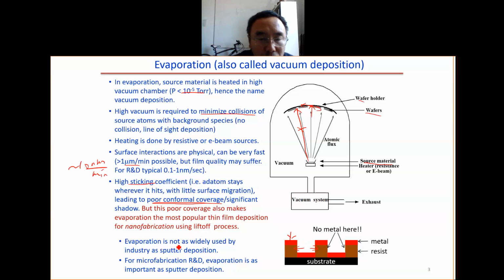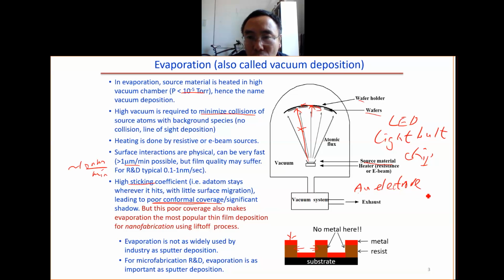Evaporation is not as widely used by industry as sputtering deposition, but it is used for some applications. For example, right now we have the LED light bulb. The chip in the LED light bulb is fabricated by evaporation. So we have the gold.